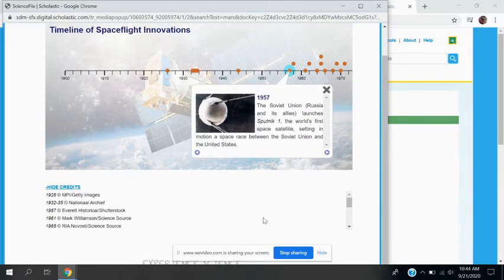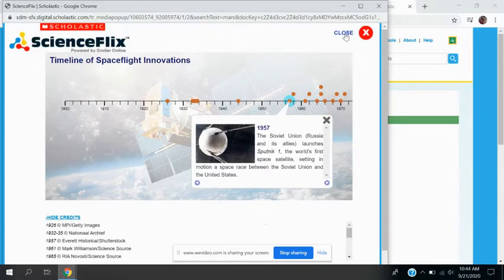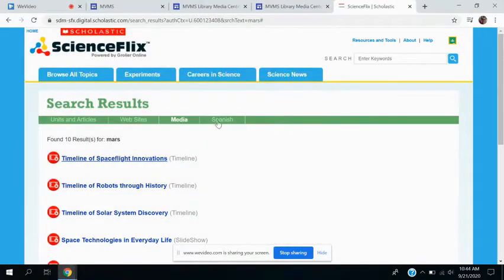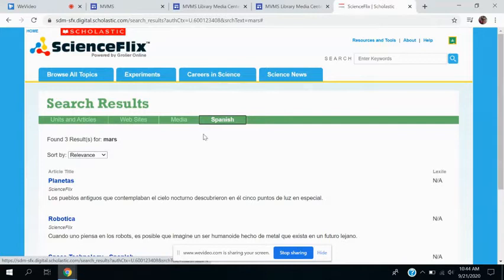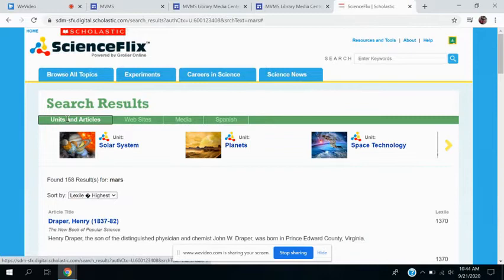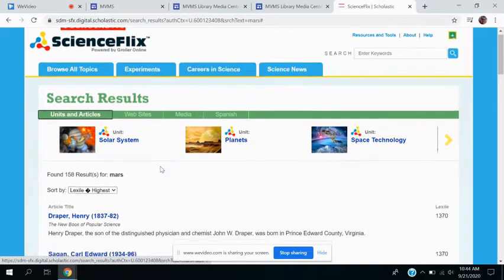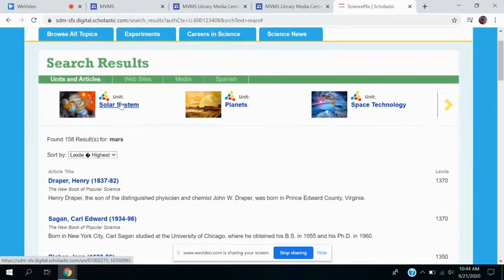Okay, so that's all right there, which I just find super fun. There's also a Spanish option. So if Spanish is your first language, you are given some opportunities to switch over the language to find articles in that language. Back to the units and articles, however, I want to take you to the solar system unit.